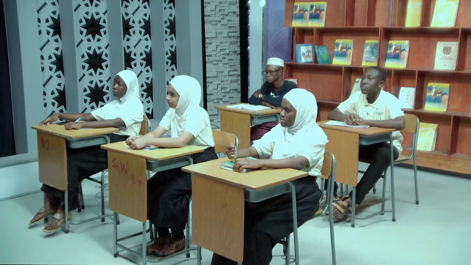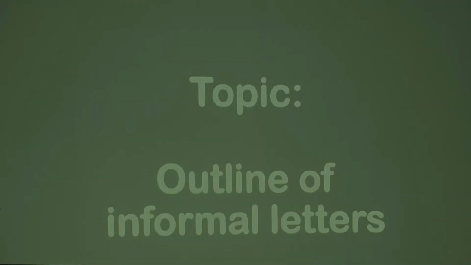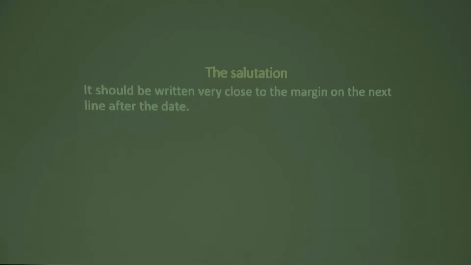So we are going to continue with the other parts of informal letter. So it's still the same topic, outline of informal letters. Today we are looking at the salutation. We say the salutation should be written very close to the what? Margin, on the next line after the date. You finish writing your address, you finish writing your date. The next thing is what? Salutation. And on the next line, close to your margin.